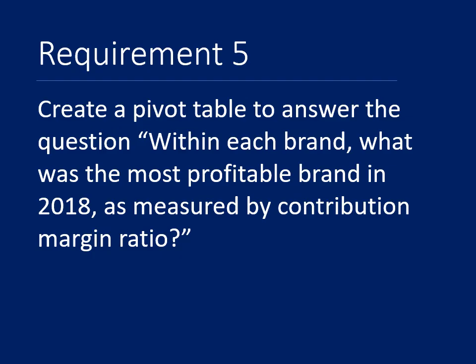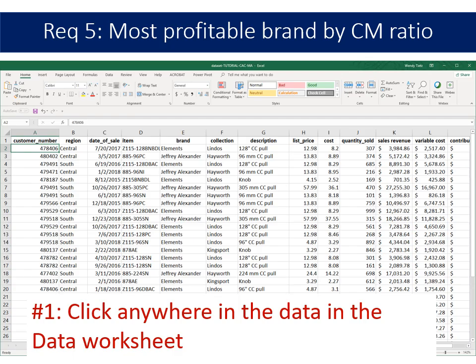Requirement 5 reads, within each brand, what was the most profitable brand in 2018 as measured by contribution margin ratio? Use the field Years to filter the data to include just the year of 2018. You will need to add a calculated field to the pivot table to calculate the contribution margin ratio. Within each brand, sort the collections by gross profit percentage from the largest to the smallest. The first step is to click anywhere in the data worksheet.